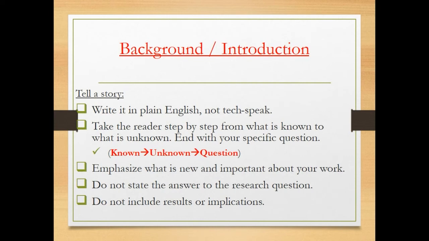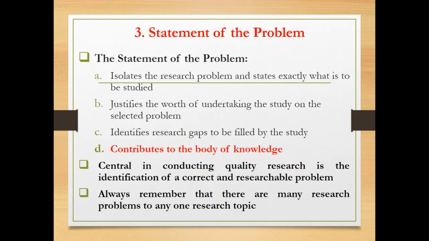Take the reader step by step from what is known to what is unknown, then end with a specific question. Emphasize what is new and important about your work, but do not state the answer to the research question, and do not include results or implications. So that's how you tell a story. Of course, I have examples to show how this is done. I took them out because of the time.